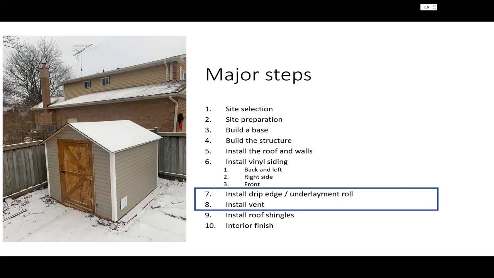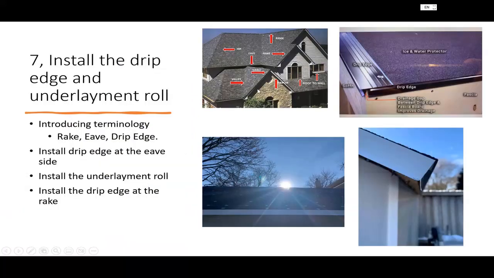So we have finished steps 1 to 6, and now we are moving to the top, which is the roof installation, drip edge, and all that. Okay. So first of all, let me introduce the terminology here. I find this picture very useful.